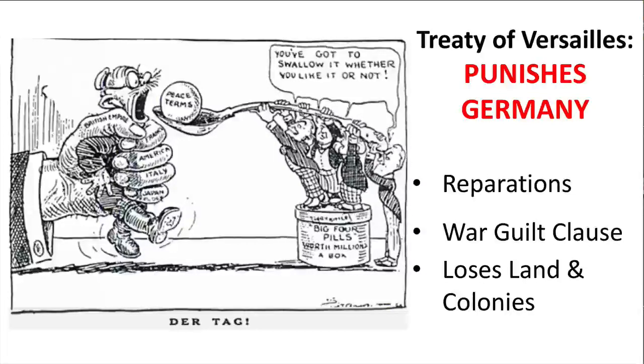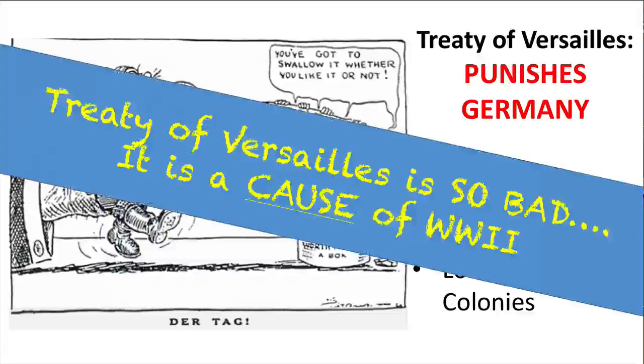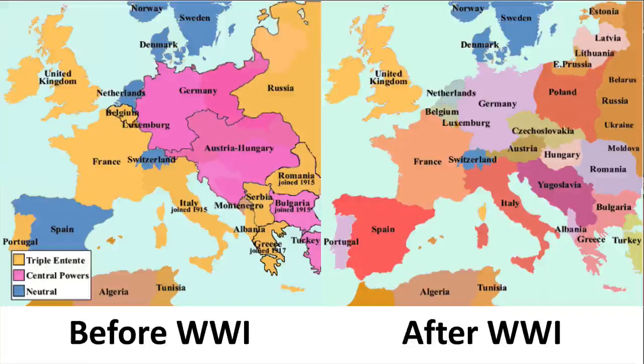That's what reparations is. The war guilt clause, again, is Germany saying that the entire war is their fault, which is humiliating. And finally, Germany loses both land and all of its colonies. It loses all of its colonies around the world, and the nation of Germany actually gets smaller. They lose a lot of land, especially to France, okay? So these terms were very, very tough on Germany. All right, and like I said, it is so bad. How bad is it? It's a cause of World War II.